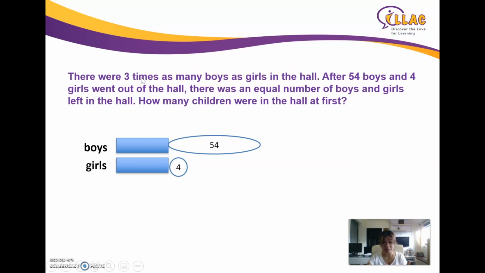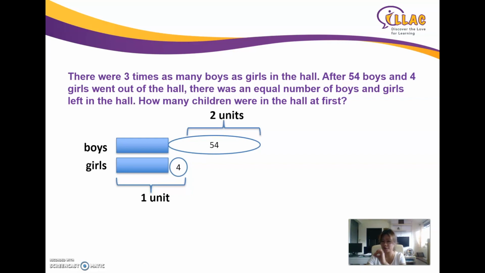There were 3 times as many boys as girls. Using this, how do I draw the 3 times? Very simple. 3 times as many boys as girls, which means this is 1 unit, correct? If this is 1 unit, whatever is left from here to here will therefore be 2 units. Do you see that? If this girls part is 1 unit, boys has 3 times as much, which means this part has to be 2 units. That's how you get 1, 2, 3 times as much as girls in the hall right from the start. So this is how you draw the model.